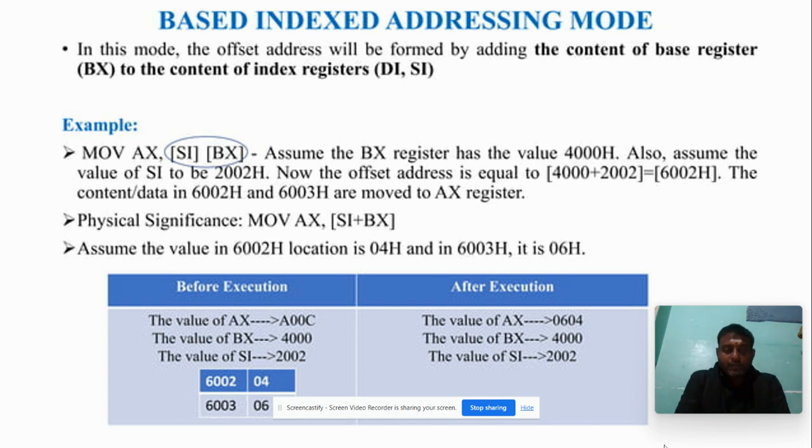Okay. Before the execution, the value of BX is 4000. The value of SI is 2000. Therefore, we add BX and SI: 4000 plus 2002 is 6002. At 6002 we stored the data 04 and at 6003 the data is 06. The data from these two address locations is moved into AX. That's called the base index addressing mode.